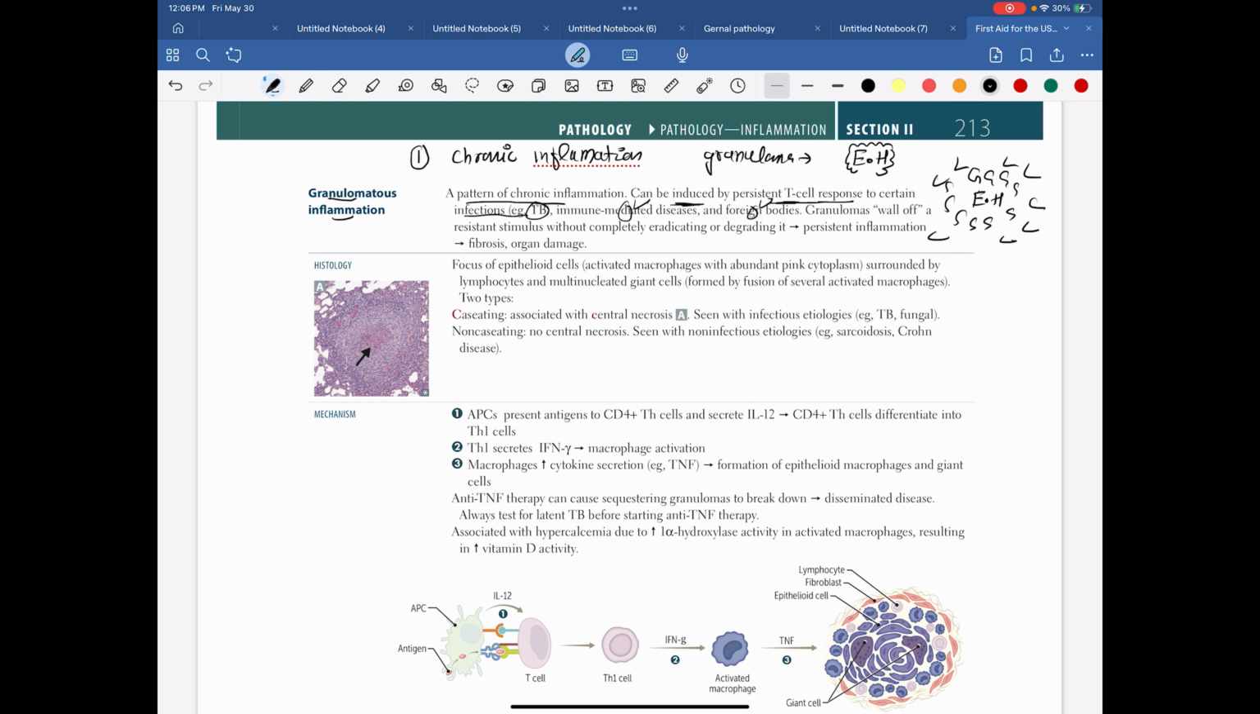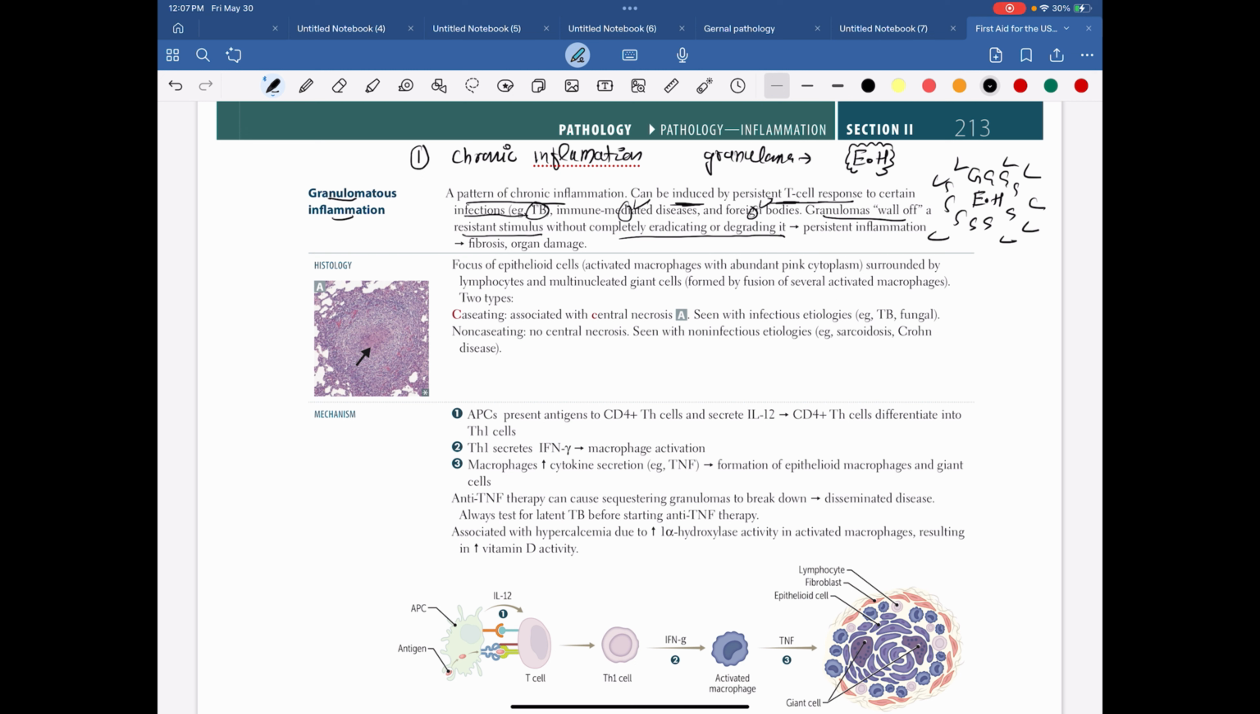So what is the meaning of these lines? First of all, remember it is a subtype of chronic inflammation, and if chronic inflammation persists in your body for many months or years, then these causes will lead to the formation of granuloma. Like tuberculosis infection, or immune mediated disease such as many autoimmune diseases, which can lead to formation of granuloma. Then if you have a foreign body, it can cause chronic inflammation that can lead to granuloma. Then it says the granuloma walls off a resistant stimulus without completely eradicating or degrading it.